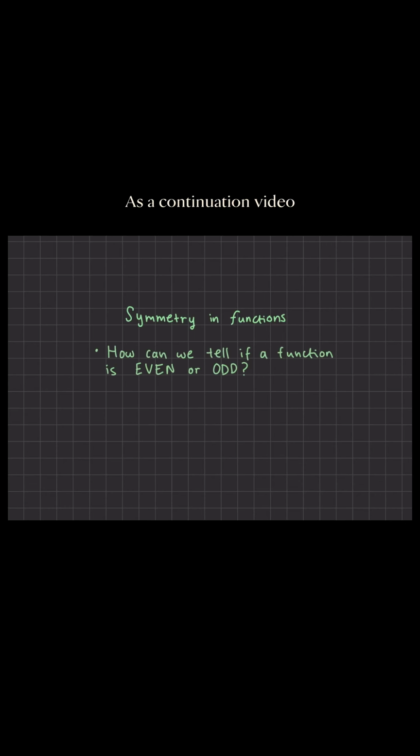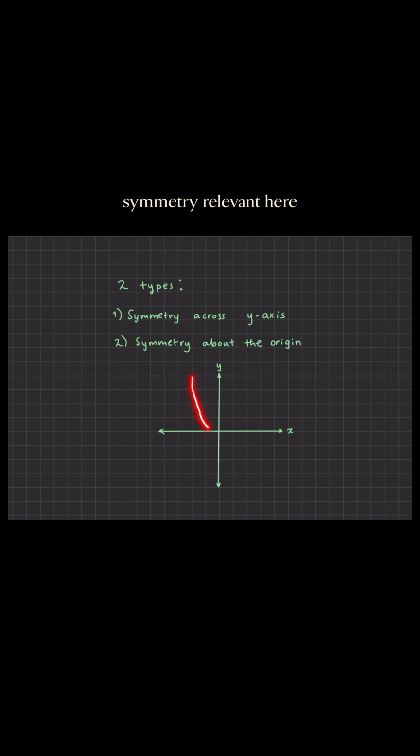As a continuation video of the topic of functions, there are more details to functions that we can use to understand graphs and how functions behave. We can use symmetry and negative signs to verify if a function is even or odd. There are two types of symmetry relevant here: one across the y-axis and one when rotated 180 degrees around the origin. And this corresponds to two types of functions, even and odd.